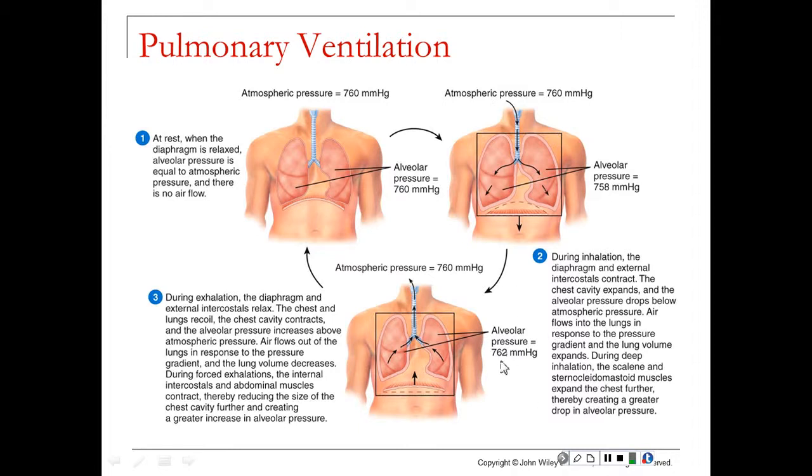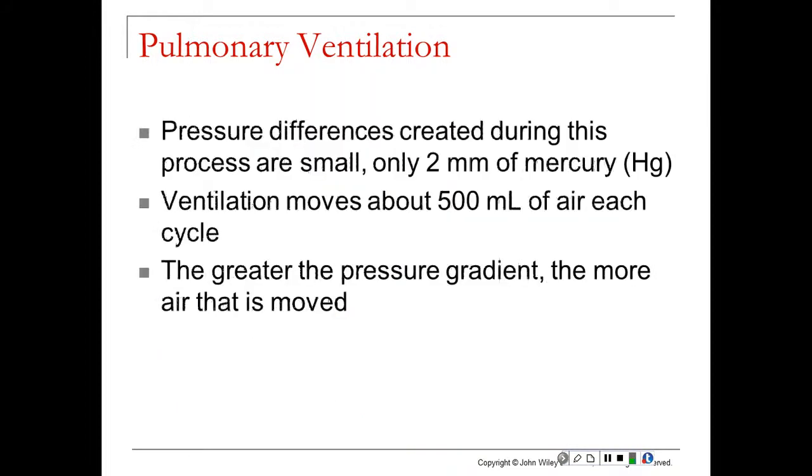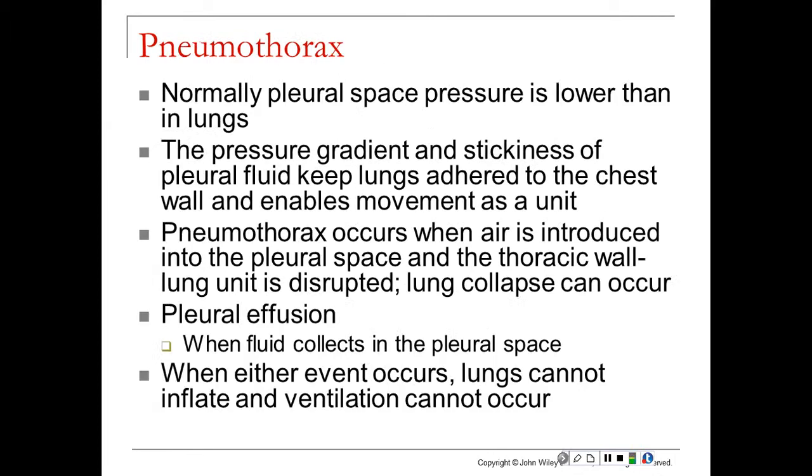Same thing here, 2 millimeters of mercury difference, which again is not going to make the air move very, very quickly because it's not that big of a pressure gradient. Ventilation is going to move roughly 500 milliliters or half a liter of air each cycle. The greater the pressure gradient, the more air is moved. So the quicker and faster your intercostals and rectus contract, the quicker the air is going to move in or out.